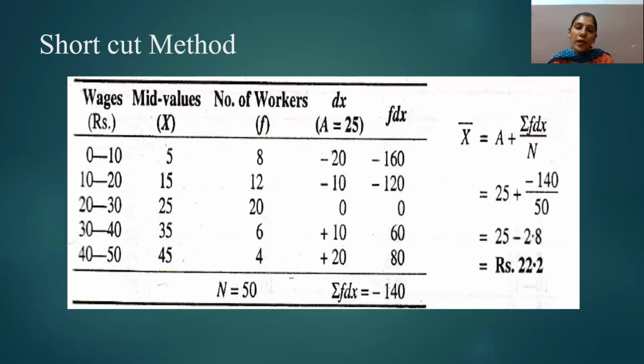First of all, you have to identify the series, what type of series it is. Then you do the calculation by the direct method or by the shortcut method. So this is how we calculate the arithmetic mean for all three series, discrete series, individual series, and continuous series, under the direct method and under the shortcut method.